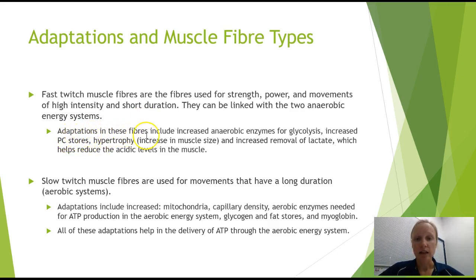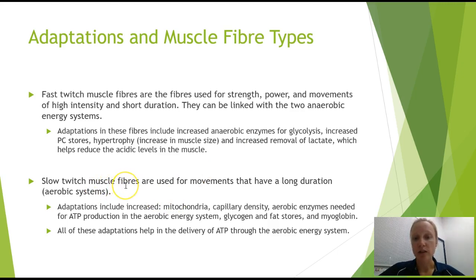So adaptations in these fast twitch fibres to prolonged chronic exercise, lots of training, include increased anaerobic enzymes for glycolysis, increased phosphocreatine stores. Now again, we have a limit of that, but we can play with it a little bit. Hypertrophy, so increase in muscle size or the ability of the muscle to produce a certain amount of power, and increased removal of lactate, which helps reduce the acidic levels in the muscle, as you're well aware.